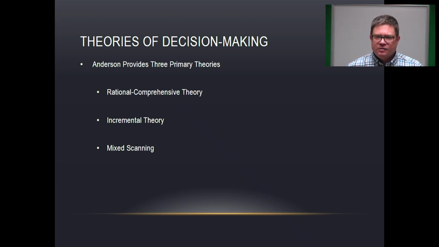One of the things about policy adoption is there are a number of theories that are covered of how decision makers make their decisions. James Anderson gives us 3 of these in his book: Rational Comprehensive, Incremental, and Mixed Scanning. There are obviously others besides this, but we'll stick to the 3 that Anderson provides us.